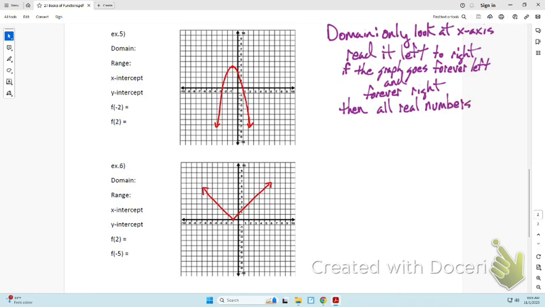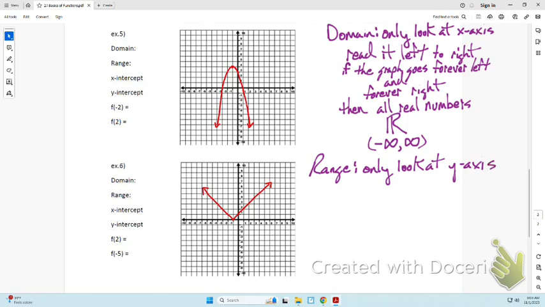You can write that phrase. You can write a capital R that looks like this. That stands for all real numbers. You could even write negative infinity to positive infinity. I'm okay with that too. So many times the domain ends up being all real numbers. When we're looking at the range, only look at the y-axis, and read it bottom to top.